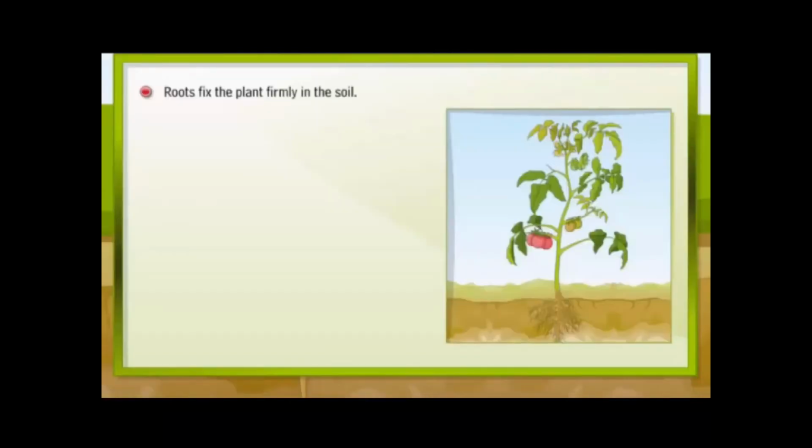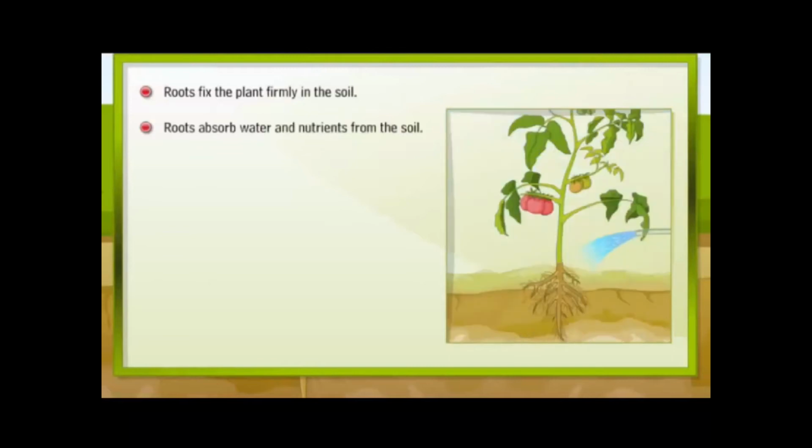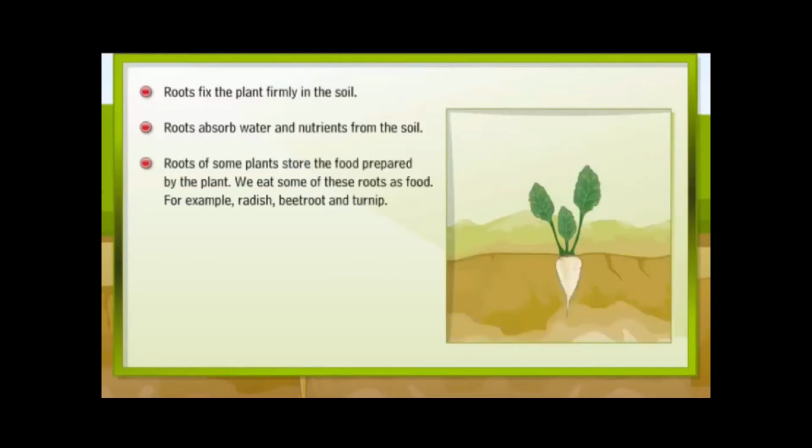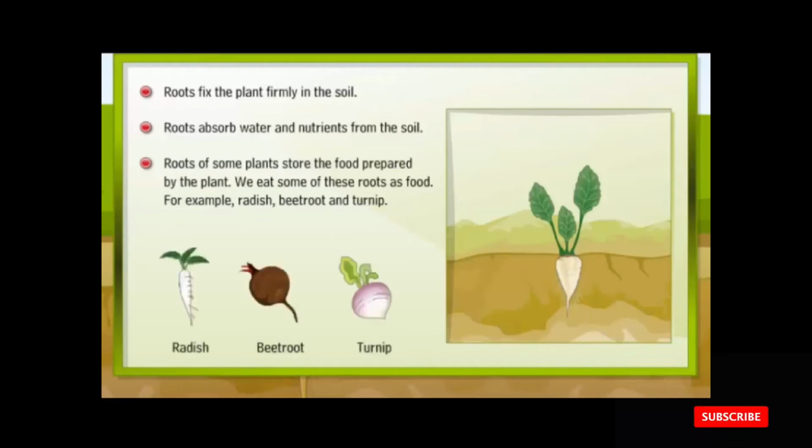Roots fix the plant firmly in the soil. Roots absorb water and nutrients from the soil. Roots of some plants store the food prepared by the plant. We eat some of these roots as food. For example, radish, beetroot, and turnip.